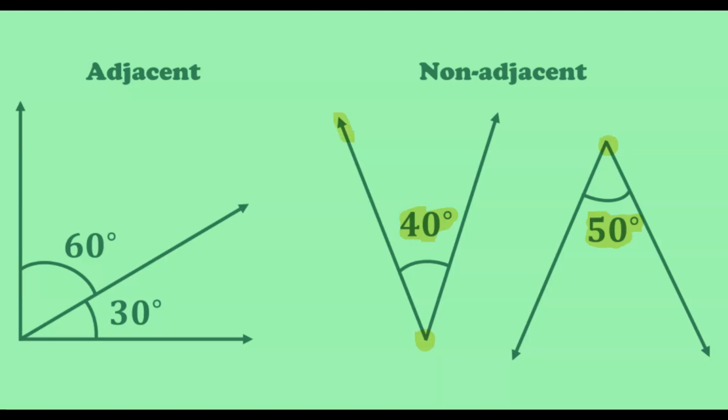We can see that the arms of the 40-degree angle are this and this. And the arms of the 50-degree angle are this and this. We can see that these two angles do not have a common arm, they do not have a common vertex either, and because of that, they are non-adjacent complementary angles. Next, let us consider supplementary angles.